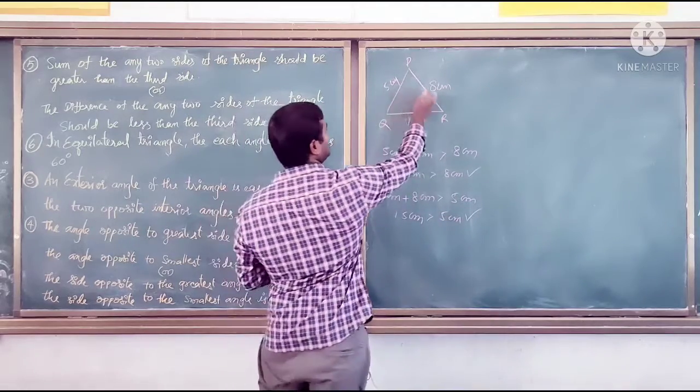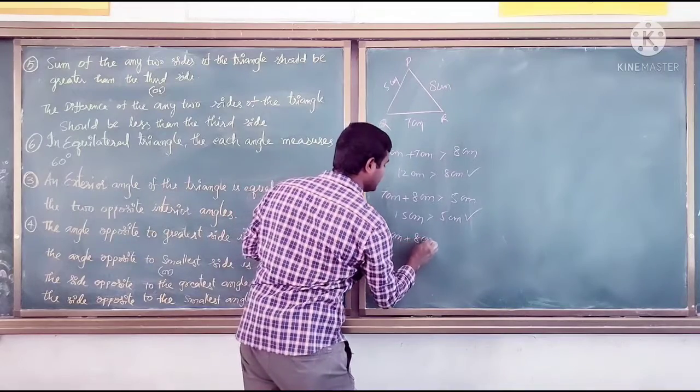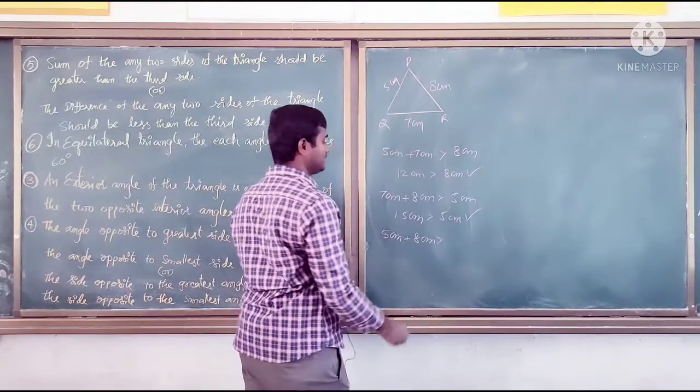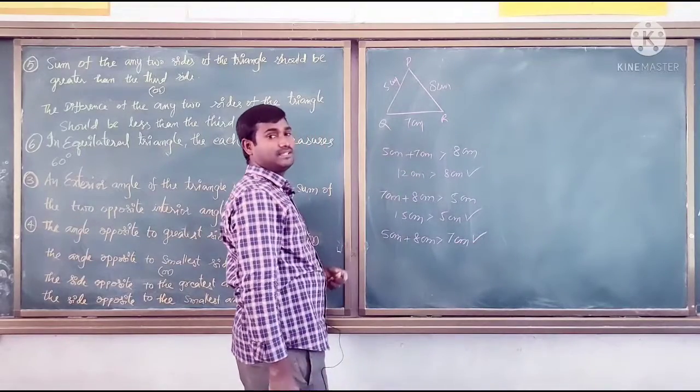Next we can take these two sides. 5 centimeter plus 8 centimeter is greater than 7 centimeter. Okay, 5 plus 8 is how much?